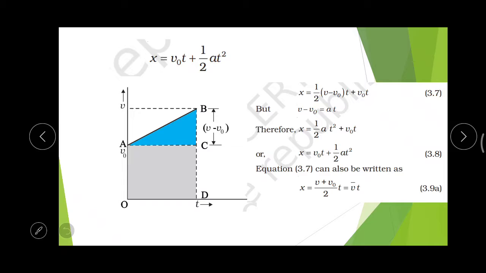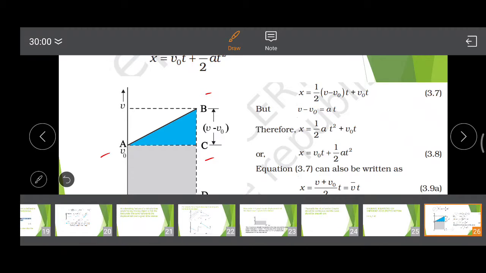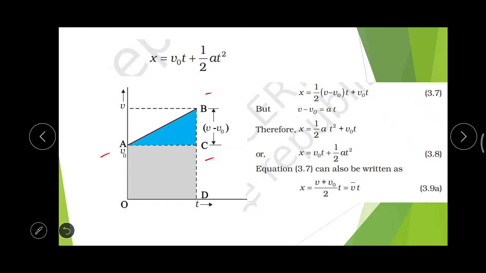So here the area under the graph is divided into two parts, a rectangle and a triangle. We just have to add up the areas of this triangle and rectangle, and then you will get the displacement. So simply x is equal to half into (v minus v0), which is the area of that triangle ACB, where v minus v0 is the height, v is the final velocity and v0 is the initial velocity.